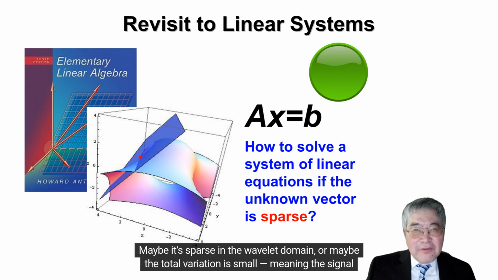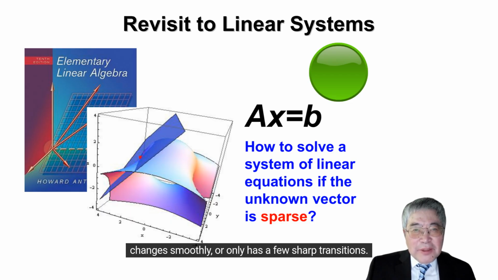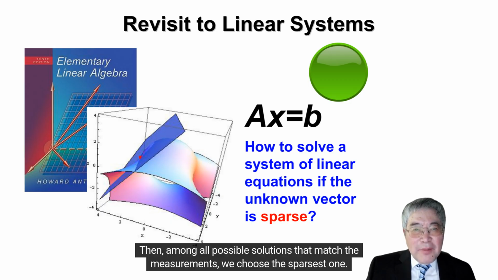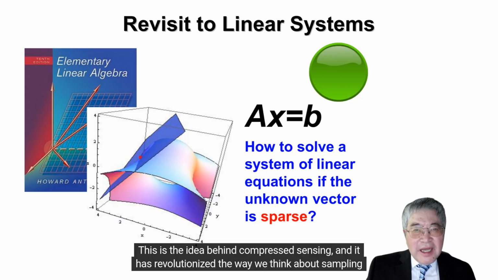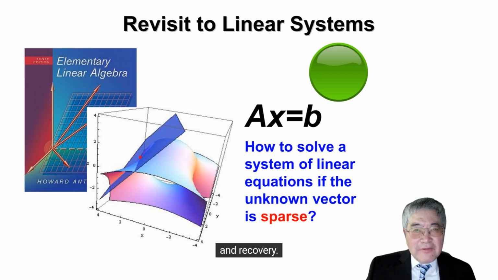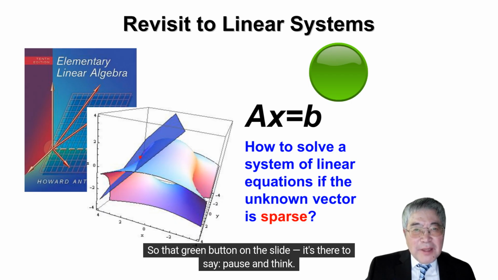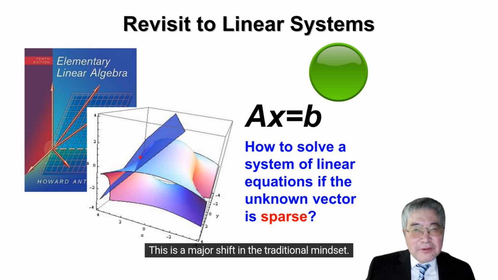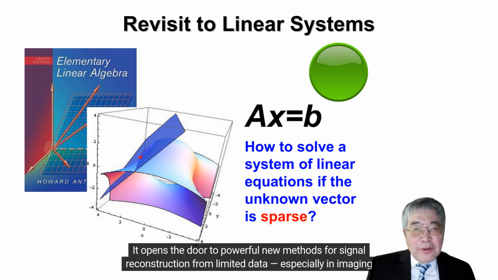Maybe it's sparse in the wavelet domain, or maybe the total variation is small, meaning the signal changes smoothly, or only has a few sharp transitions. Then, among all possible solutions that match the measurements, we choose the sparsest one. This is the idea behind compressed sensing, and it has revolutionized the way we think about sampling and recovery. So that green button on the slide, it's there to say pause and think. This is a major shift in the traditional mindset. It opens the door to powerful new methods for signal reconstruction from limited data, especially in imaging and beyond.